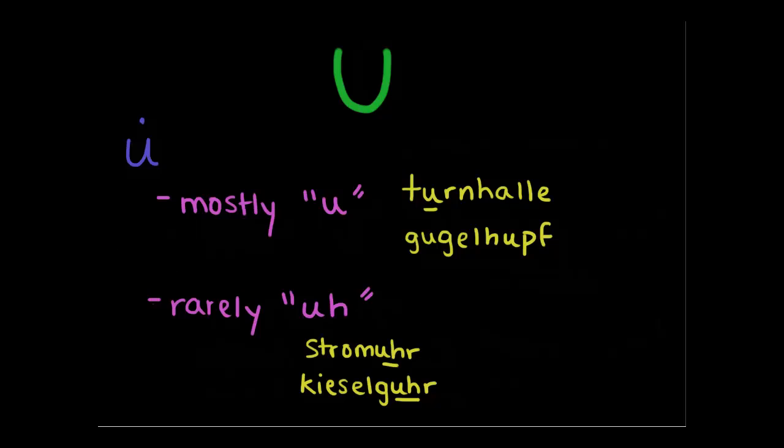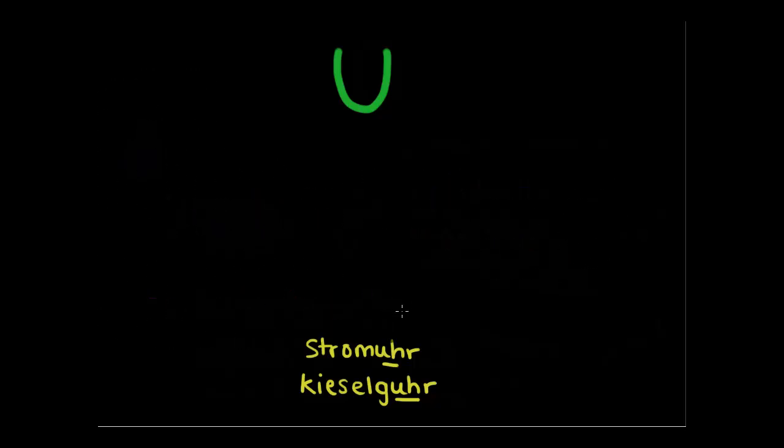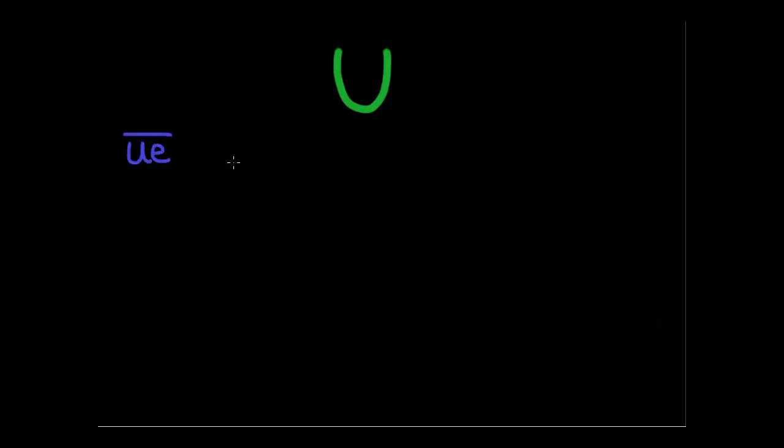So let's just go ahead and look at that. Just remember, for the sound, it's going to be mostly a U, with the exception of Stromer and Kieselguhr. What I was saying is that there is a sound noted like this: a UE with a line over it, and this is pronounced ü. It's like that French sound, like ingénu, where your lips are rounded a bit differently to say that. But again, if you have a UH in German words, most of the time the pronunciation is going to have this sound, ü.